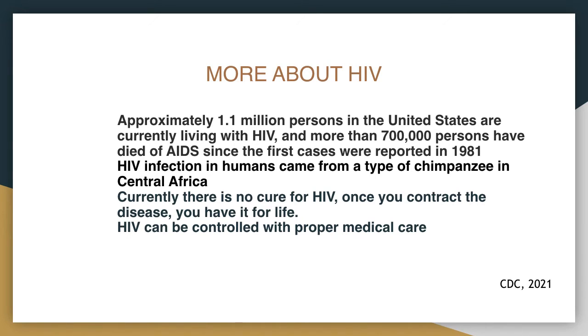The chimpanzee version of the virus, called simian immunodeficiency virus, or SIV, was passed to humans when humans hunted chimpanzees for meat and came in contact with their infected blood. Studies show that HIV may have jumped from chimpanzees to humans as far back as the late 1800s. Over decades, HIV has slowly spread across Africa and later into other parts of the world. We know that the virus has existed in the United States since at least the mid to late 1970s.